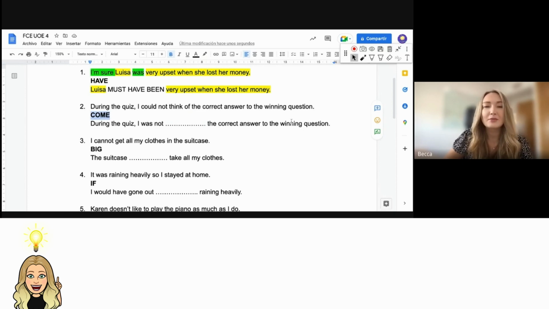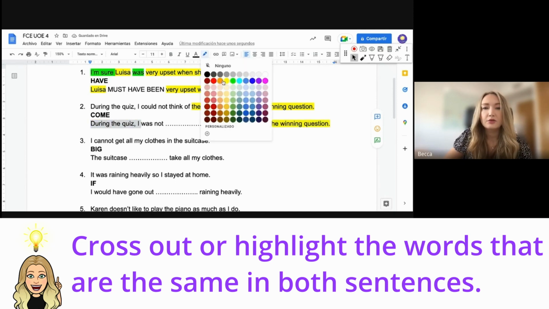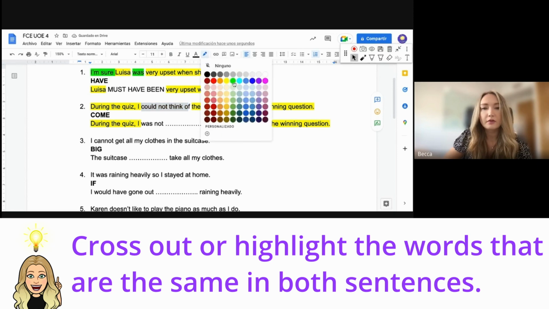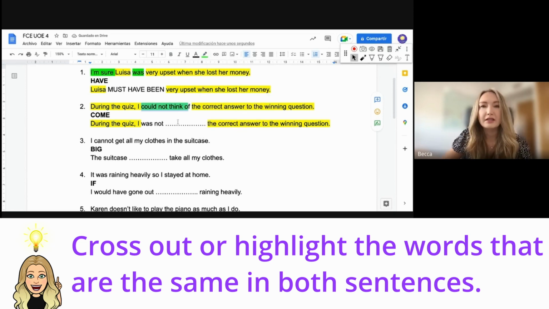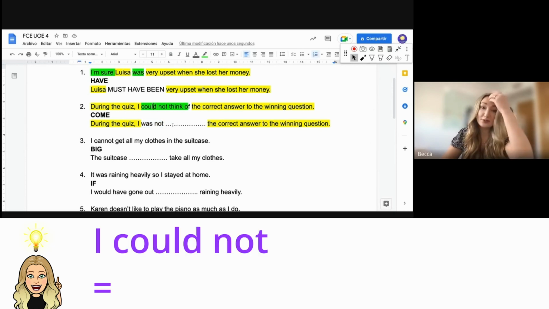So let's use the same technique, right? We have the correct answer to the winning question, which we also have in the second sentence. Okay, we have during the quiz, I, and we also have that in the first sentence. So we don't need to focus on that, right? So we have could not think of is what we need to express in the second sentence. But instead of could not, we have was not. So a way that we can express could not by using the verb to be in the past is I was not able to.